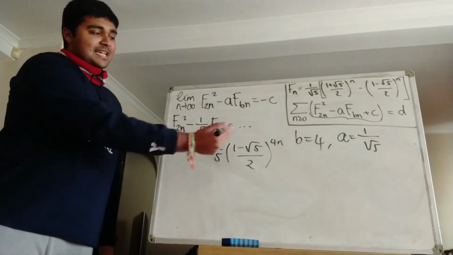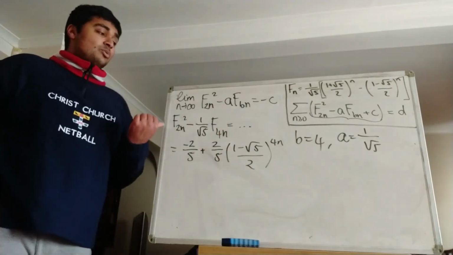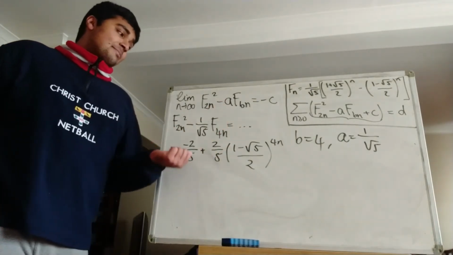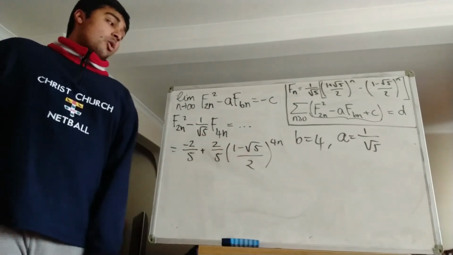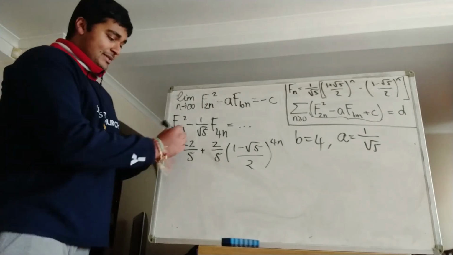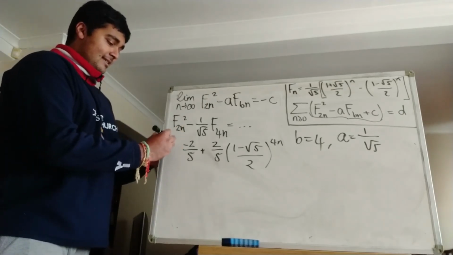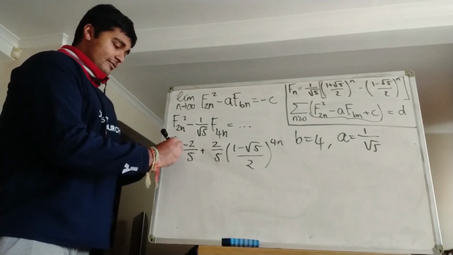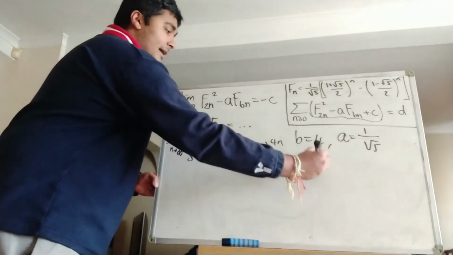just plug it in. I've skipped the middle steps, but this all in all equals minus 2 fifths plus 2 over 5 times (1 minus root 5 over 2) to the 4n. And of course, if we take the limit as n goes to infinity of this thing here, we should be getting minus c.